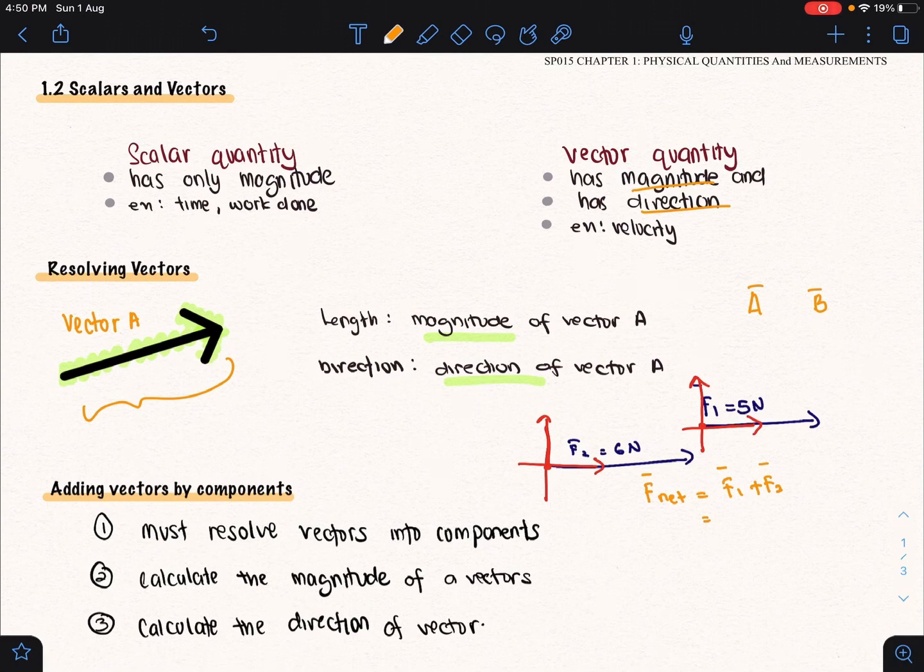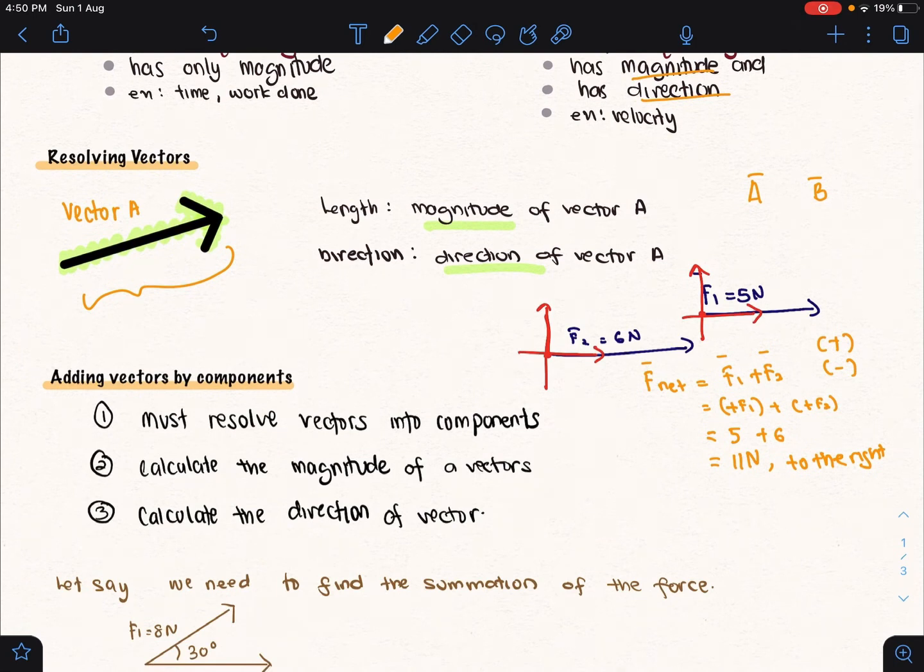Okay, so now that they are on the same component, you must make sure their directions are included in our calculation. When you want to add them, you must make sure you consider the direction. If it's to the right, the direction indicates positive. If it's to the left, the direction indicates negative. So if we look at F1, it is to the right, so positive F1, plus F2 is also to the right, positive F2. So you can now simply add 5 plus 6, you'll get 11 Newton. Don't forget the direction, to the right.